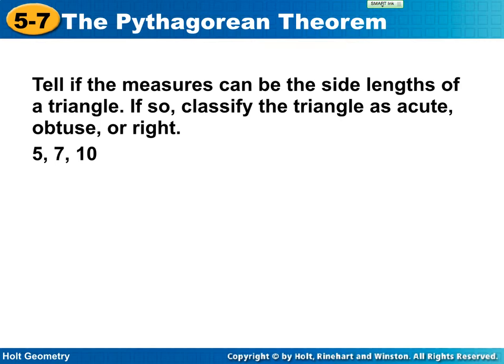All right, tell if the measures can be the side lengths of a triangle. So a yes or no to start with. And if it's yes, then classify, is it an acute, obtuse, or right triangle? First see by adding, will it make a triangle? Then do the squaring and comparing to decide what kind of a triangle.